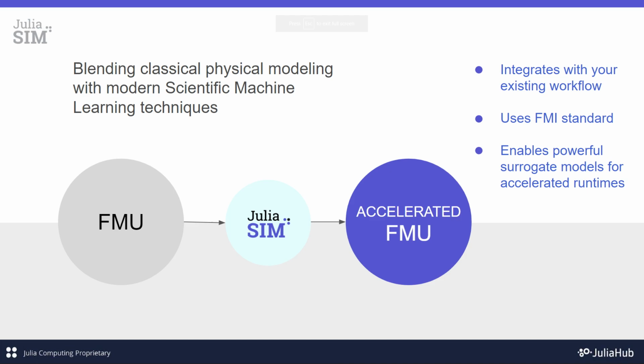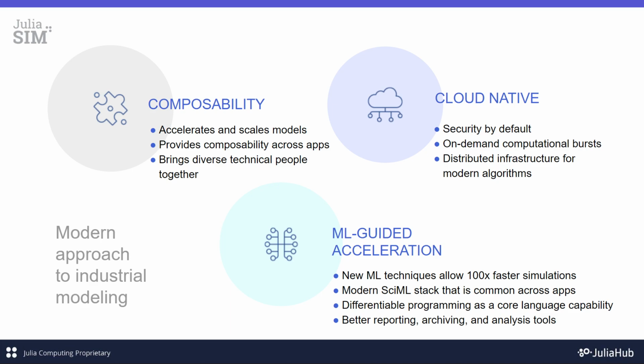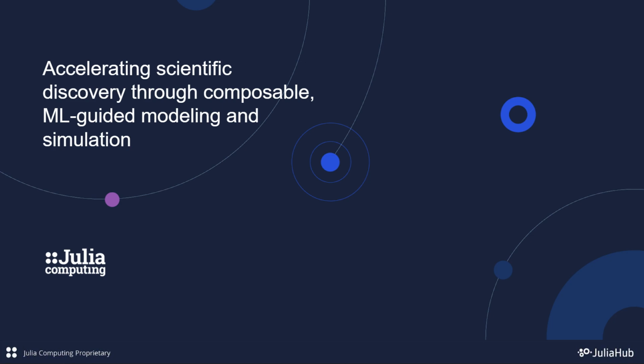JuliaSim, however, is a full simulation platform to build, run, and analyze your results. And because it's built on JuliaHub, it has all the power of distributed compute and modern architecture. So we can computationally burst to your industrial modeling needs. Now, when we generate that accelerated FMU, we have to remember that there is a compute cost tied to that. And not to dismiss it, but what JuliaSim is offering is a new choice that we previously didn't have. We can now ask, is it worth 4 hours of compute to solve this problem today, to move on to the next problem or the next phase in your cycle? And this is the freedom that JuliaSim can offer you.